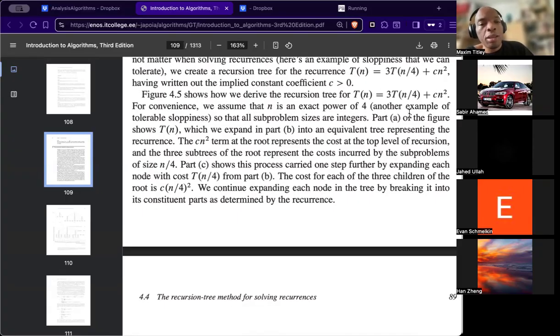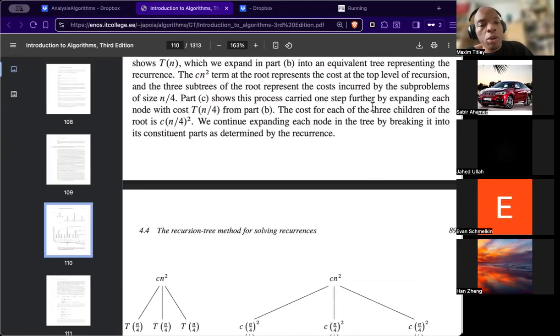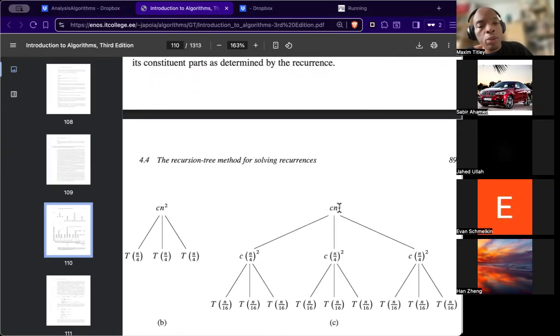Now, let's take a look at that. All right, we're going to start out having written out the implied constant coefficient of c being greater than 0. If we were to write the actual tree, we would start as follows. This is the cn squared.